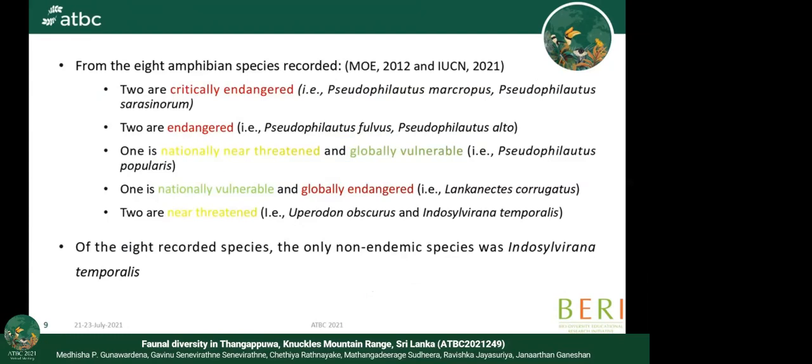Of the 8 amphibian species recorded, 2 are critically endangered, the Pseudophilautus macropus and Pseudophilautus sarasinorum, while 2 are endangered, Pseudophilautus fulvus and Pseudophilautus alto. 1 is nationally near threatened and globally vulnerable, Pseudophilautus popularis. And 1 is nationally vulnerable and globally endangered, the Lankanectes corrugatus. Finally, 2 are near threatened, the Aparadon obscurus and Indosylvirana temporalis. Of the 8 recorded species, the only non-endemic species was Indosylvirana temporalis.